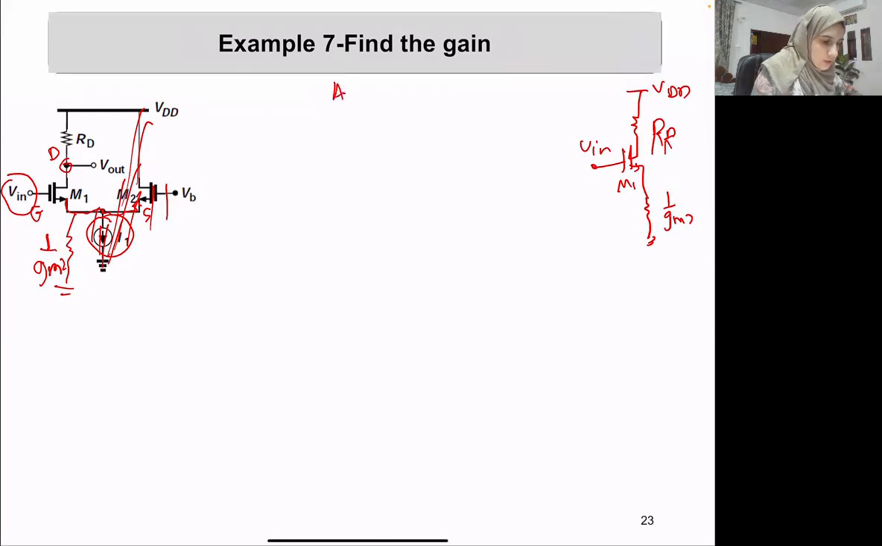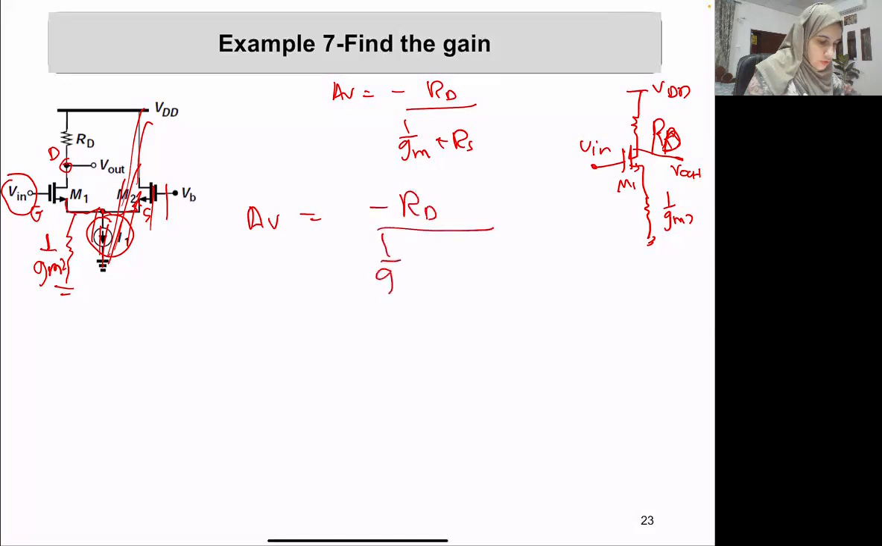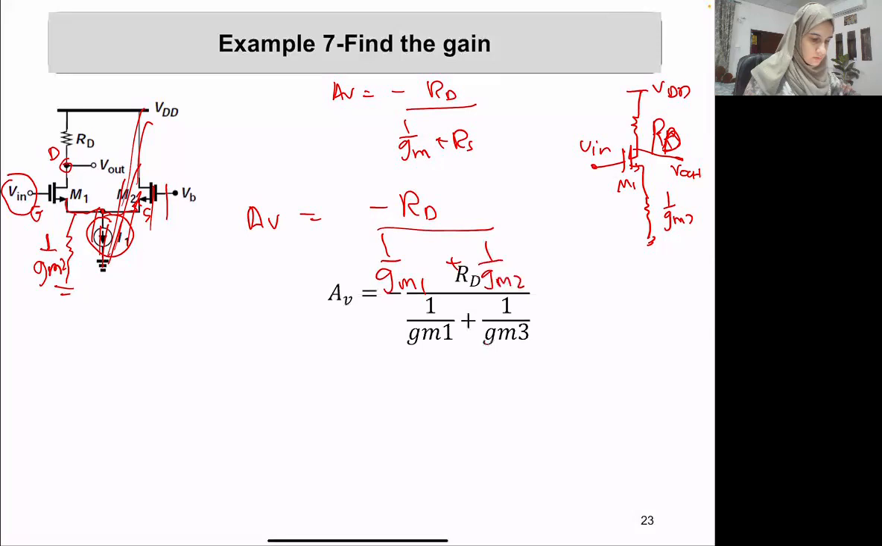Again, the standard gain is minus RD over 1 over GM plus RS. Our RD remains as RD. The out is taken from here. However, our RS is being replaced with 1 over GM2, so the gain will be minus RD over 1 over GM1 plus 1 over GM2. 2, not 3.